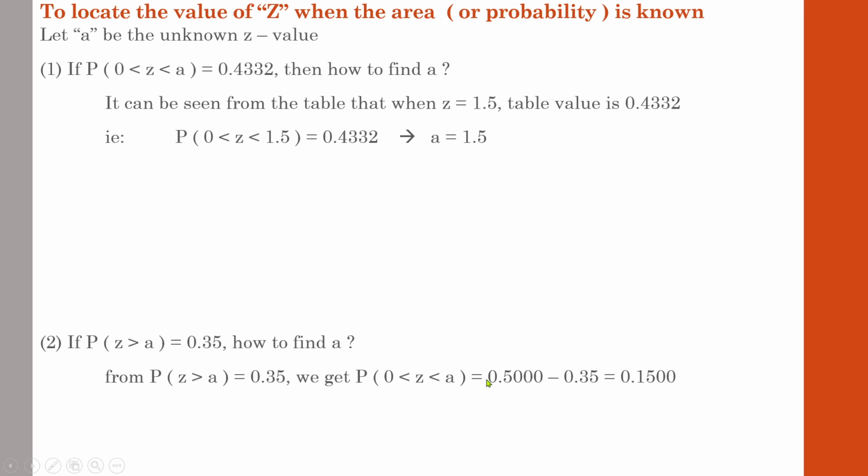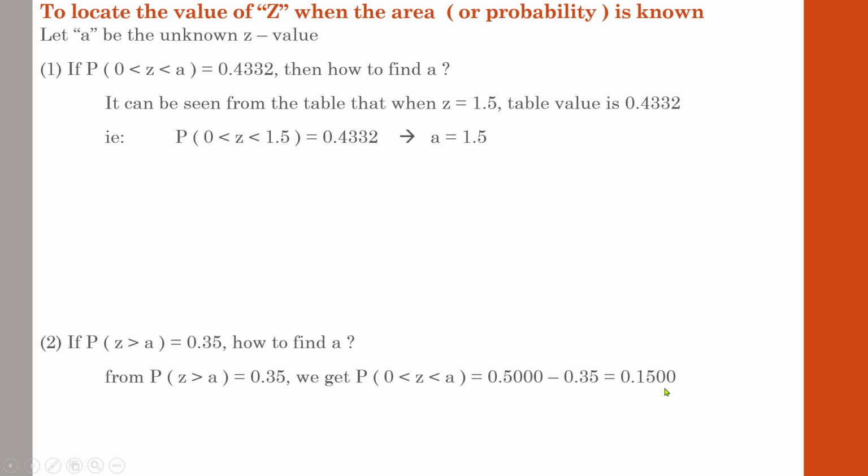So when you come across a question where a single value is given, like P of Z is greater than A, there is only one value, not like the case where 0 less than Z less than A. So when Z is greater than A, it is 0.35, and you need to find the difference, 0.500 minus 0.35. Then you will get the value 0.1500.